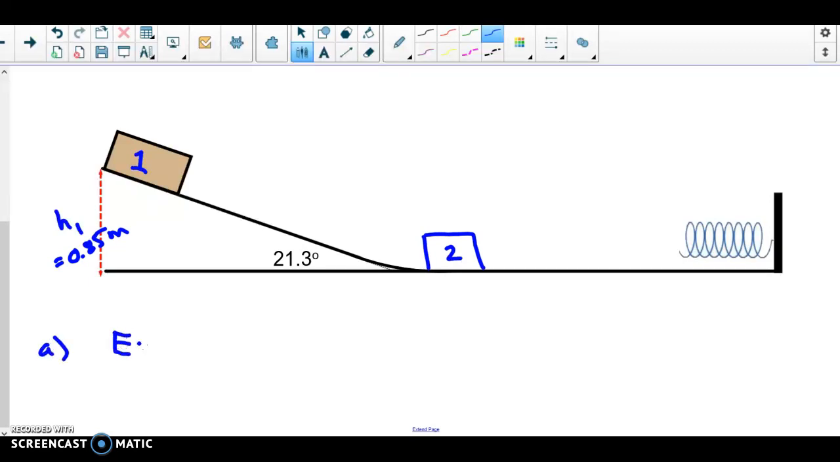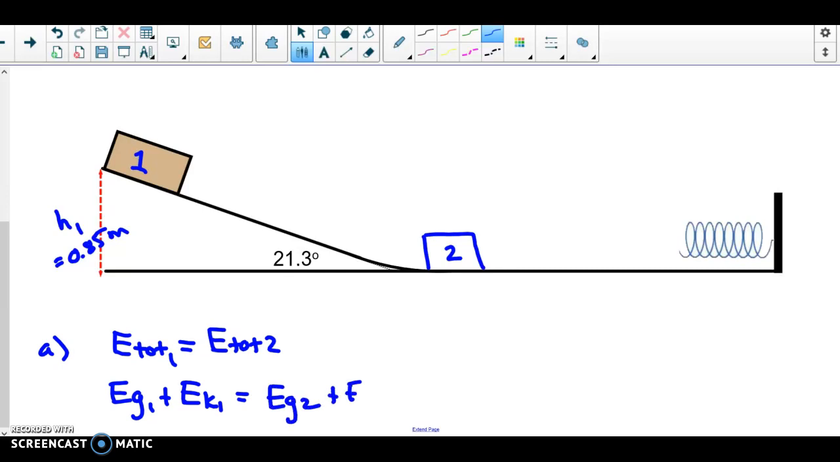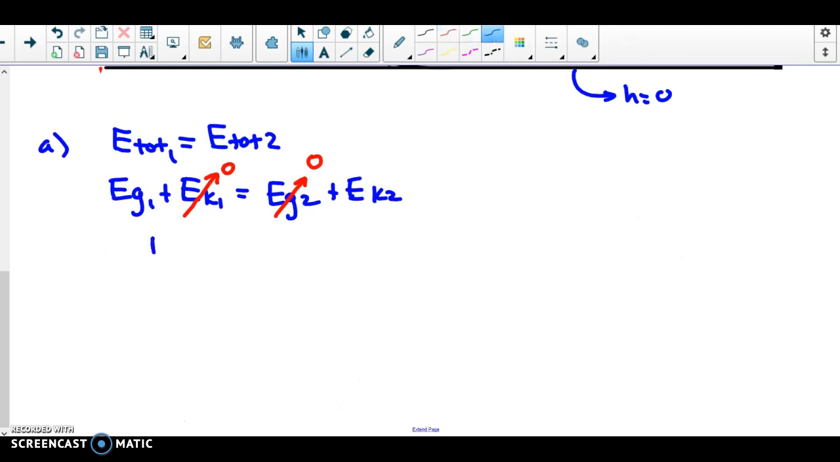To start the problem off, the total energy at point 1 has to be equal to the total energy at point 2. At point 1, I'm going to have some combination of gravitational and kinetic energy. At point 2, same thing, since the spring hasn't really entered into it yet. Then I'll take a look at that equation and say it's not moving initially, so there's no initial kinetic energy. I'm also going to decide that this ground level will be my reference height, h equals 0. So that means that at the bottom, point 2, it has no gravitational potential energy. So this equation is going to turn out to be pretty easy to solve.